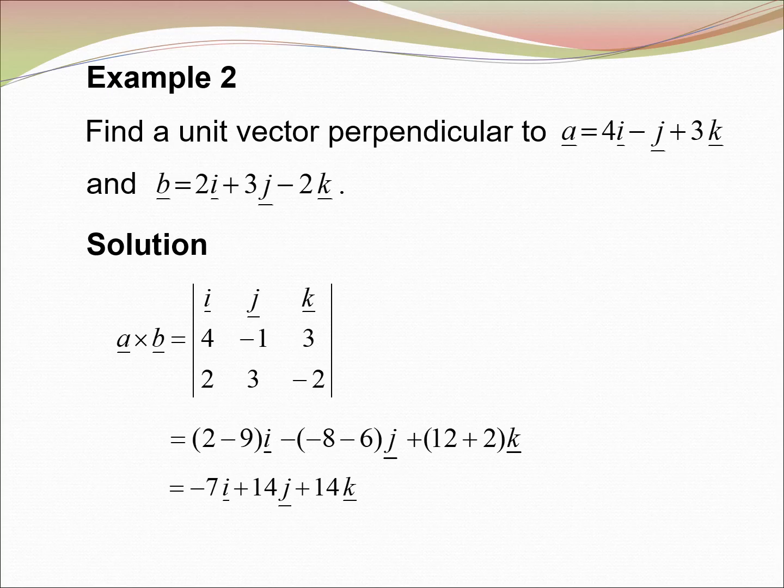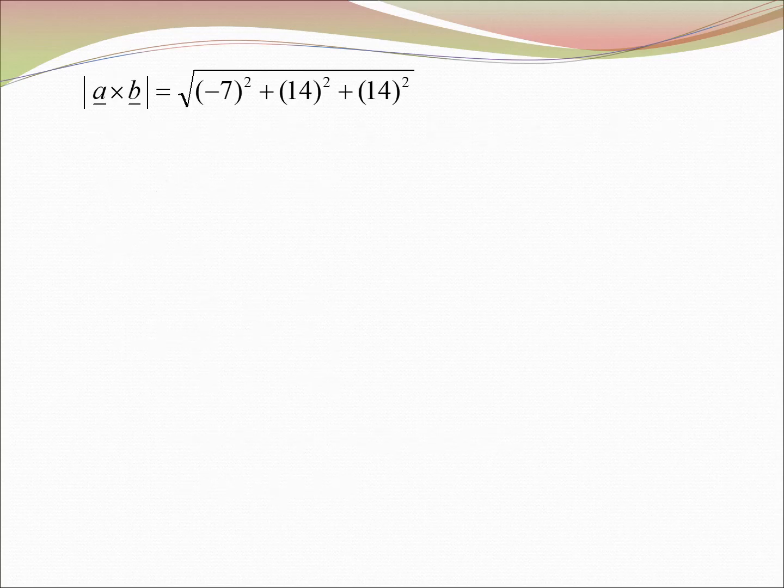But the question wants us to find the unit vector. We know that the formula of the unit vector is the vector divided by its own magnitude. This means that we need to find the magnitude first. The magnitude of A cross B is equal to the square root of negative 7 squared plus 14 squared plus 14 squared, which is equal to 21.